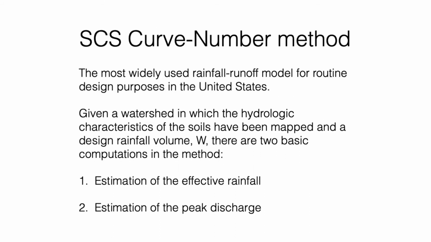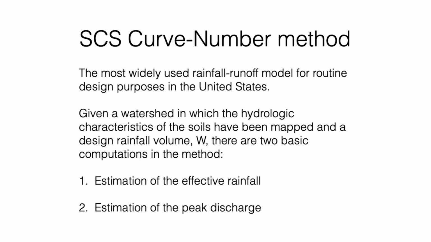The curve number method is the most widely used rainfall runoff model for routine design purposes in the United States and in many other parts of the world. It is a very complete method that provides a way to determine effective rainfall from total rainfall, runoff from effective rainfall, and the peak discharge. It even provides a bell-shaped average hydrograph that we can use in our applications.